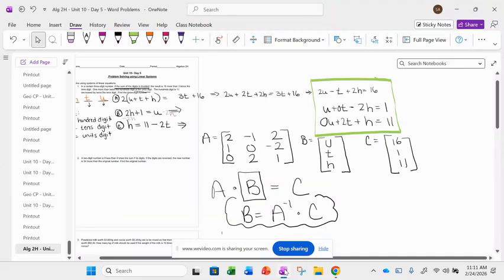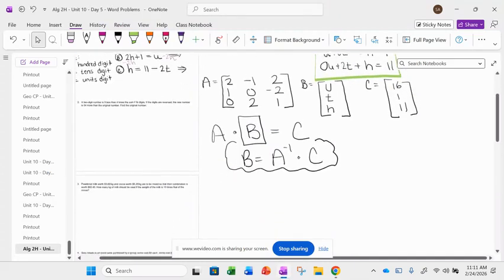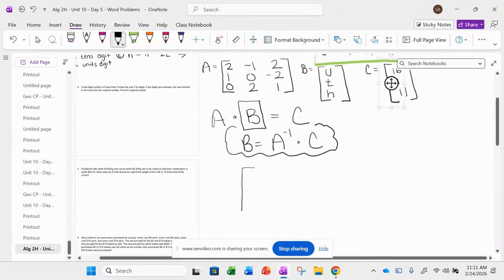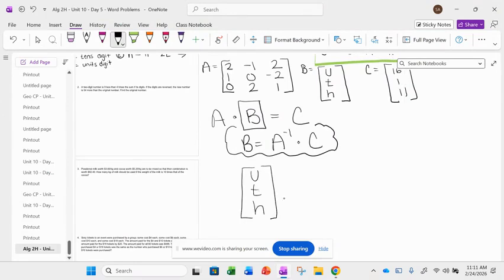So go back. We're going to have U T H is equal to 743. So is my number 743? No. It says find the 3-digit number. The number is going to be 347.